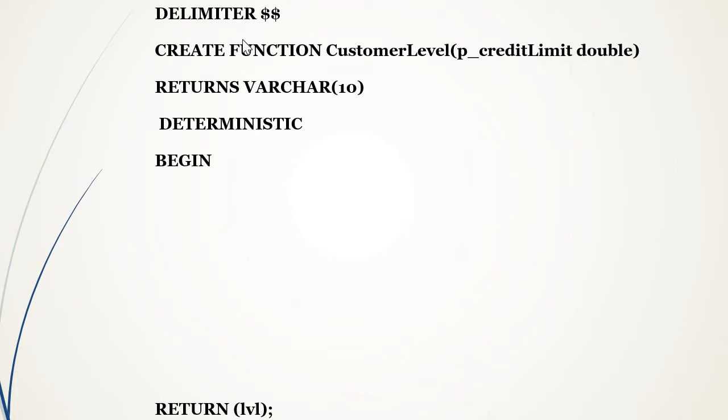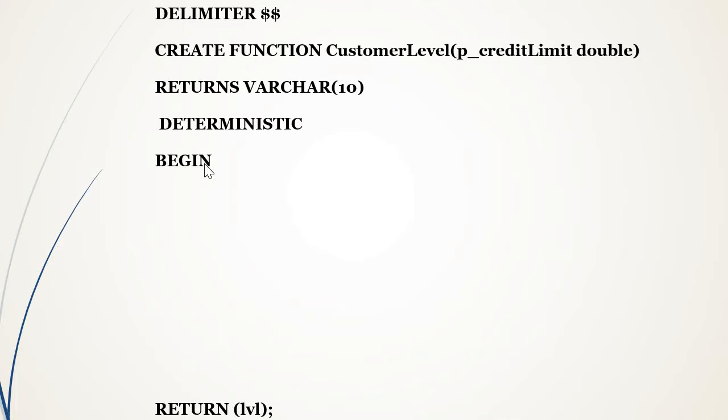Then my function returns the level of the customer. So it's a varchar, a character type. It returns varchar 10. So this is your return data type. Then deterministic: my function is deterministic.